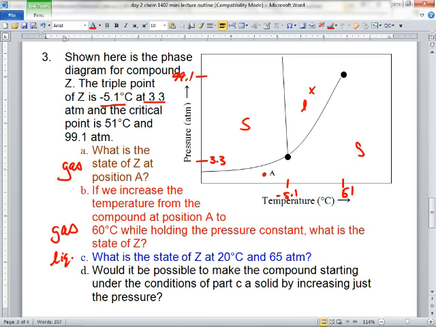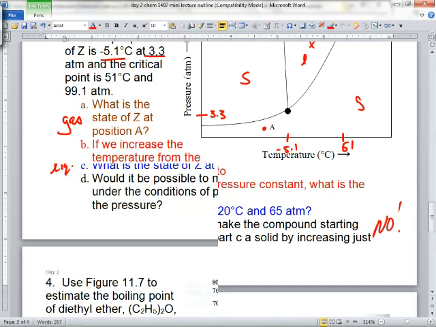If you increase just the pressure, can you make it a solid? Increase just the pressure, Grace. Can you make it solid? No, right? You agree? Because all you're going to do is just go straight up. So let's stay a liquid. Okay.